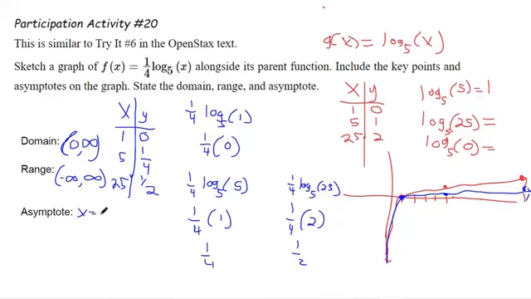And the asymptote we said is x equals 0, because x equals 0 is this vertical line. It's the y-axis. You never touch it. You get infinitely close, but you never touch it.